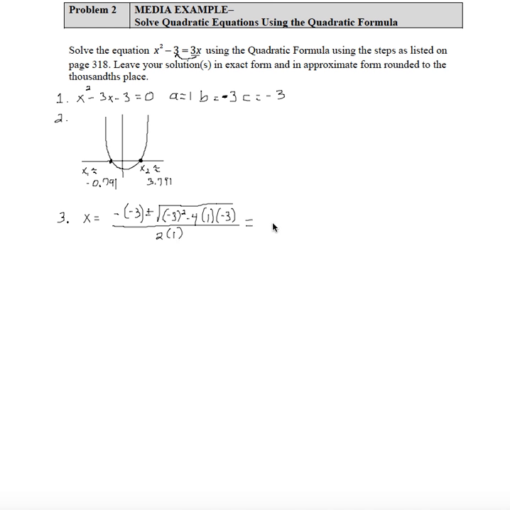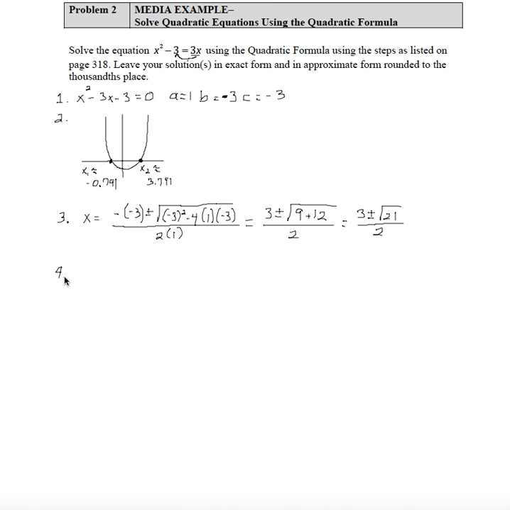If I simplify, -(-3) is +3, plus or minus the square root. (-3) squared is 9. This computation should always be positive. A negative times a negative is going to be a positive. 4 times 3 is 12, divided by 2. If I combine under the radical, I get 3 plus or minus the square root of 21 over 2.